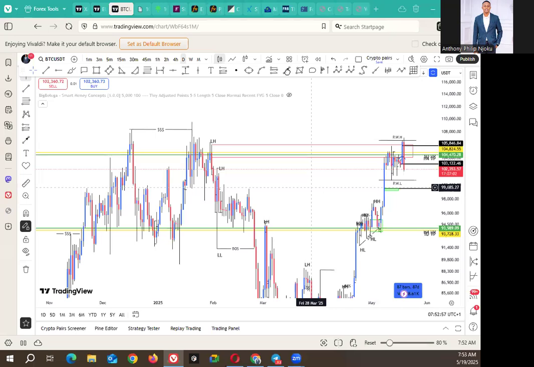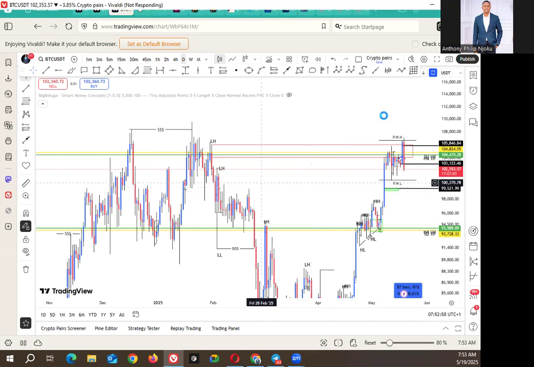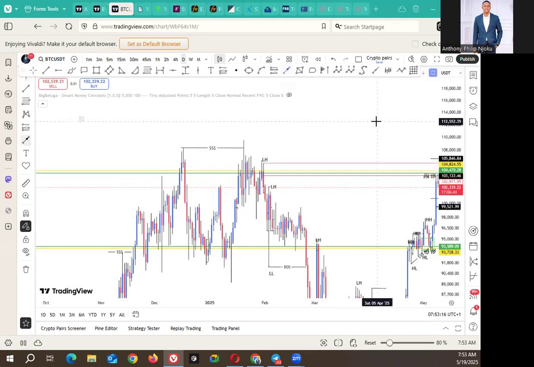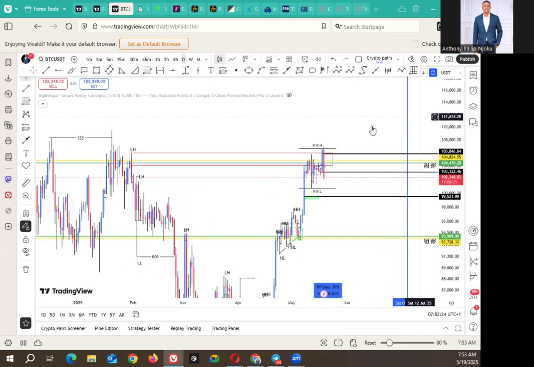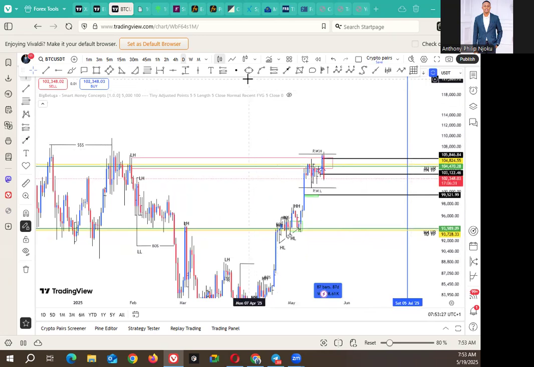What I can see is that Bitcoin is currently inside the supply zone, daily supply. This is daily supply zone. This is daily demand zone over here.